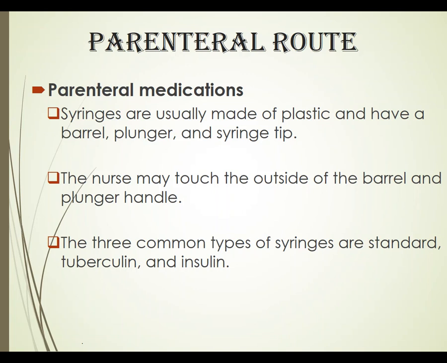As mentioned before, syringes come in a range of sizes from a 0.5 milliliter, and that's typically your intradermal, and then your subcutaneous injections, which can go up to like a 60 milliliter syringe for irrigations and tube feedings. Figure 35-8 goes over those types of syringes. But the three common types of syringes are your standard, your tuberculin, and your insulin.